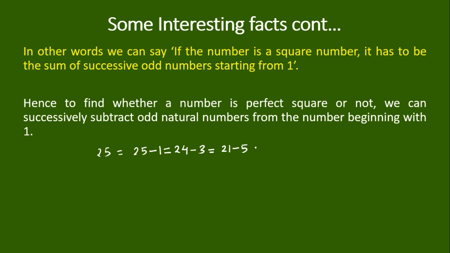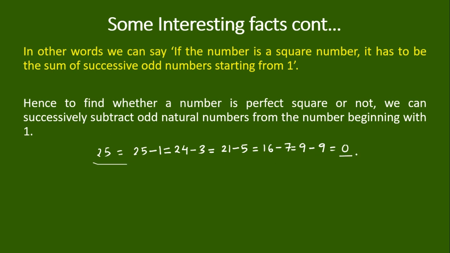So 21 minus 5 is equal to 16. Okay. So the next odd number is 7. 16 minus 7 is equal to 9. Okay. So the next odd number is equal to what? 9 only. So 9 minus 9 is equal to 0. Getting this as equal to 0, we can say that 25 is a perfect square number. So we can follow this method to find whether a number is a perfect square or not.